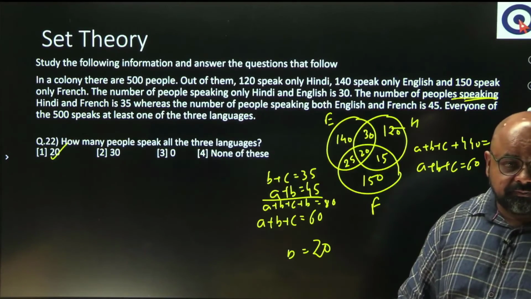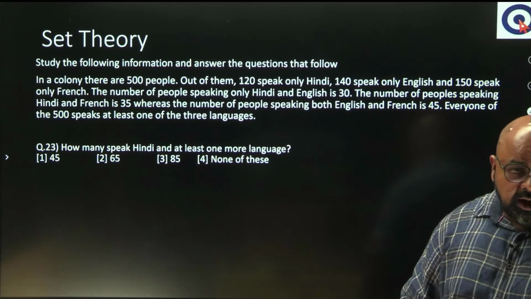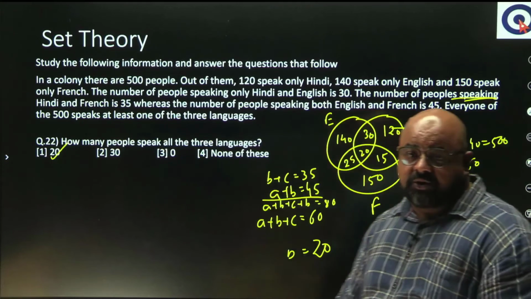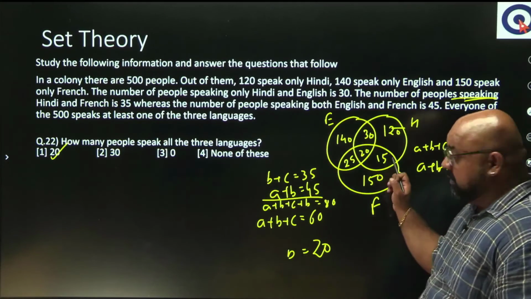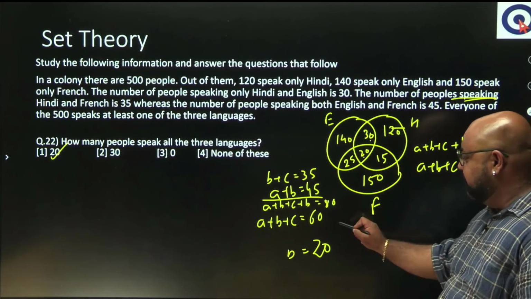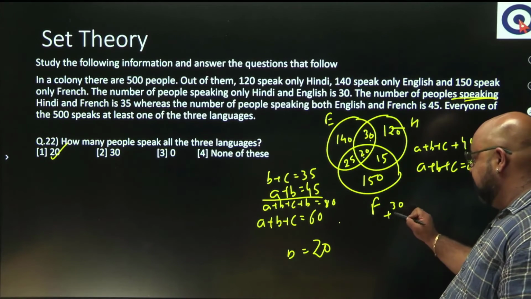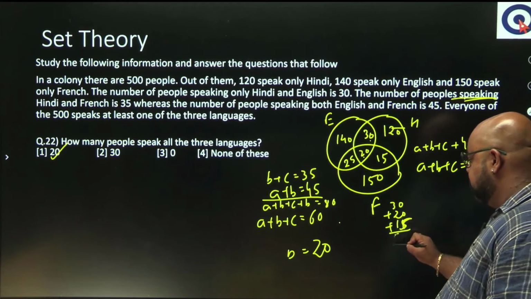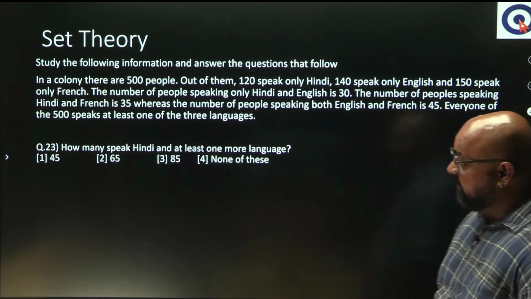Next. How many speak Hindi and at least one more language? So Hindi, but they have to speak at least one more language. So these 30, these 20 and 15. 30 plus 20 plus 15, at least one more language, comes out to a total of 65.